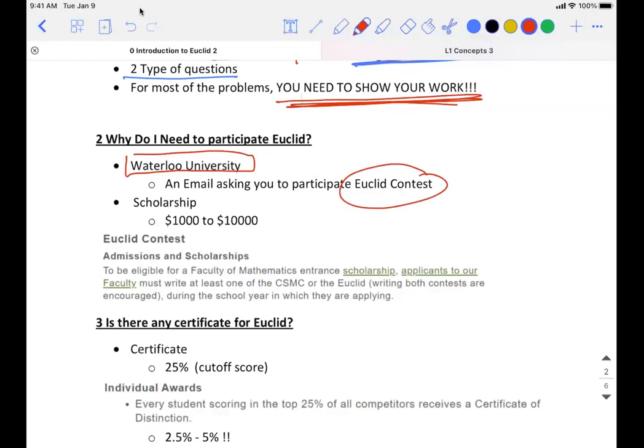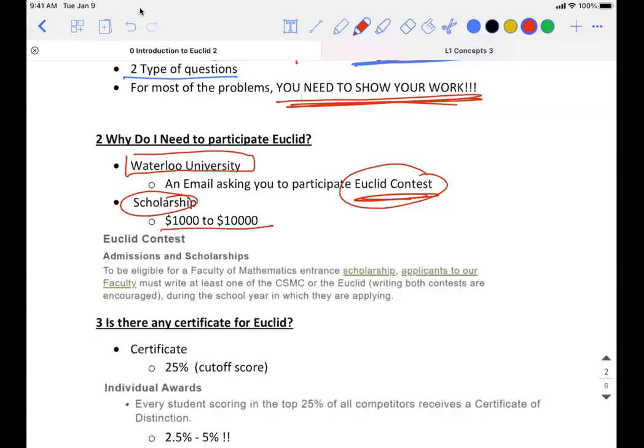Even though the wording is very kind, trust me, according to our statistics, everyone who successfully got an offer from the very popular majors definitely went to the Euclid exam, and all of them did a good job. So even though Waterloo University didn't make the Euclid exam compulsory, in real practice, having a good score in the Euclid exam will be extremely important for Waterloo University applications. All right. And the second part is, if you do a good job on your Euclid exam, especially in grade 12, you will be able to get an entrance scholarship, worth from 1,000 to 10,000.